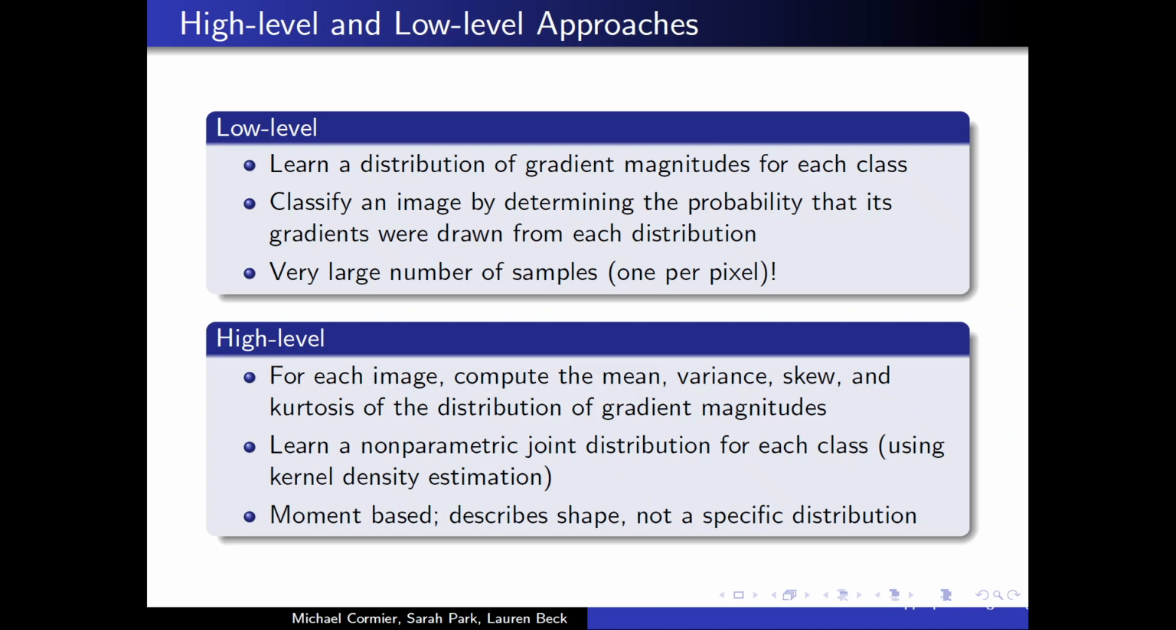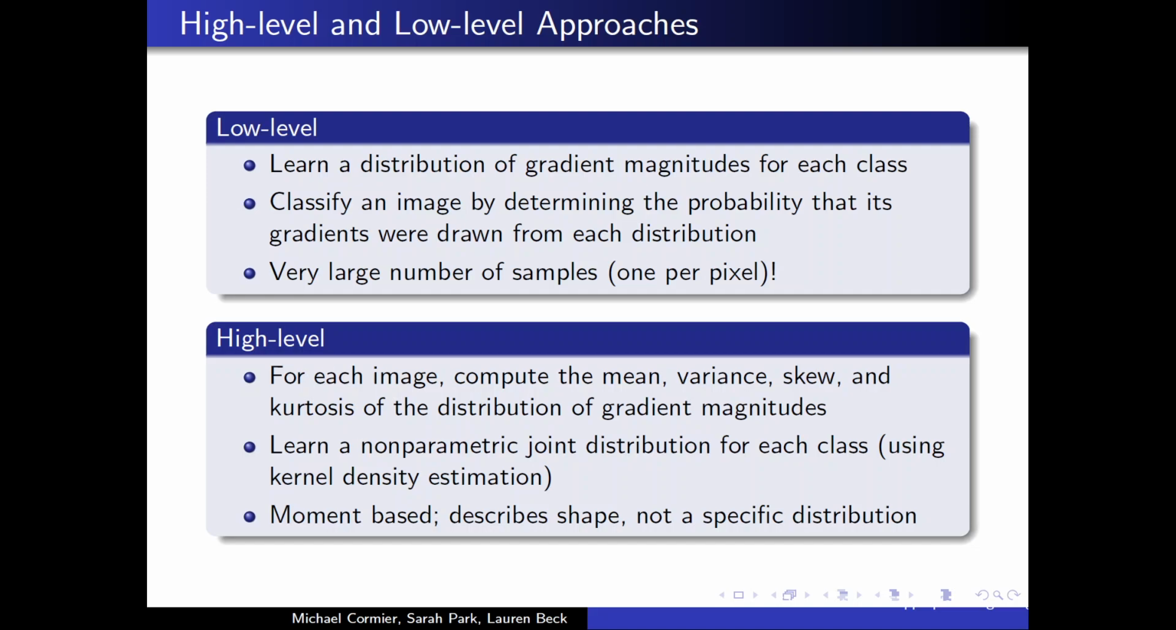We took two different approaches to making use of this gradient magnitude information. In the low-level approach, we learn a distribution of gradient magnitudes for each class and classify an image by determining the probability that its gradients were drawn from each of these two single distributions for each class. This results in a very large number of samples, one sample per pixel roughly in the image, and this tends to produce unrealistic estimates of certainty in the resulting probabilities.